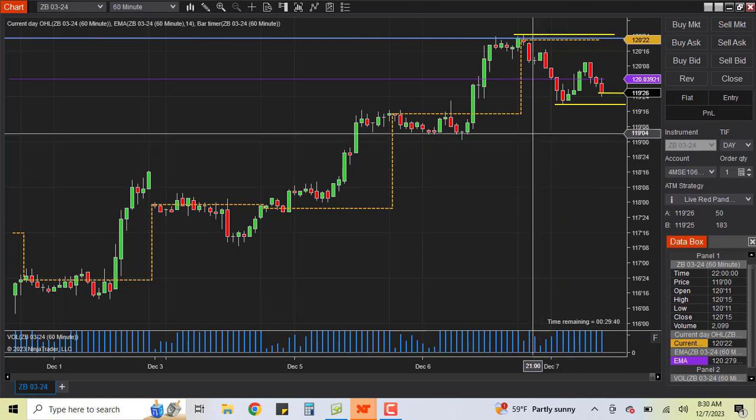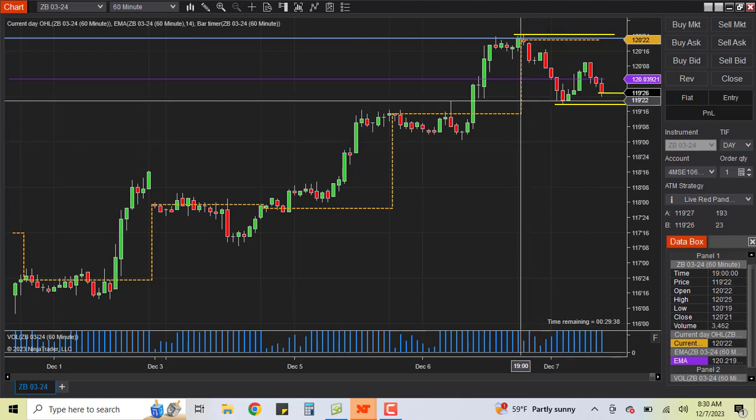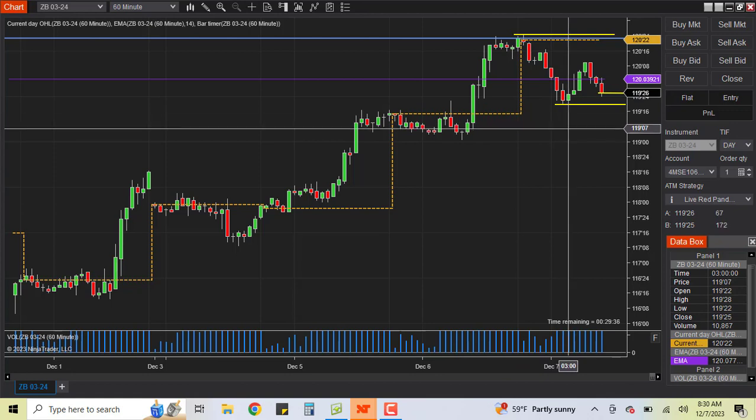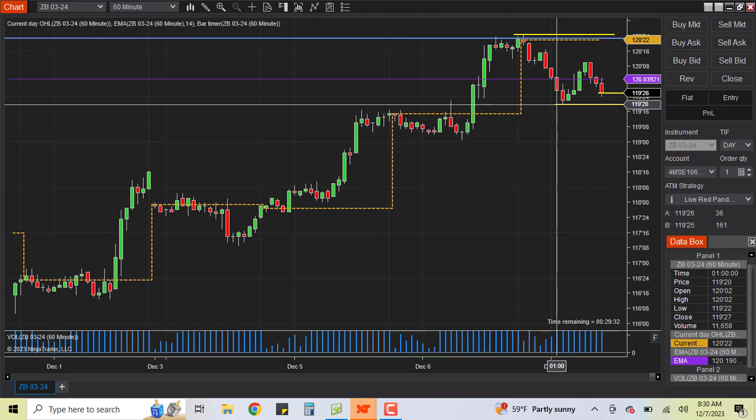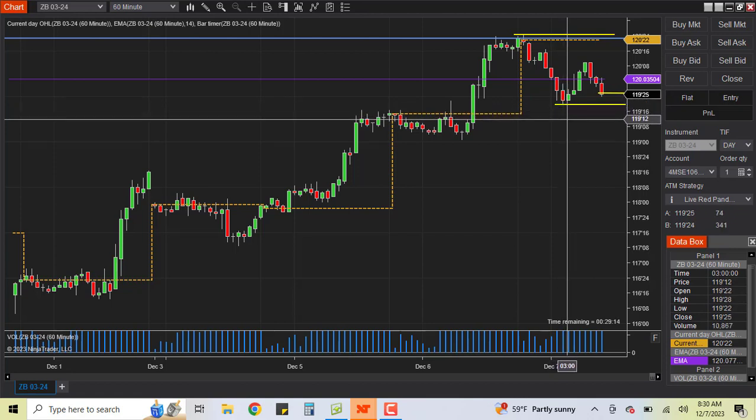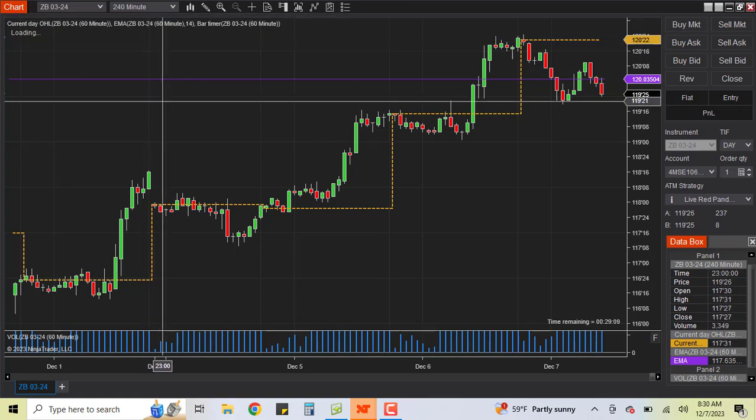So here I'm on the 60-minute chart, just taking a look at what's going on in the overall market. The time is about 8:30. The bonds futures opens at 8:20 a.m. Eastern time. Taking a look at the overall market, we can see the trend has been bullish to the upside. We can see day after day, session after session, price is rising.